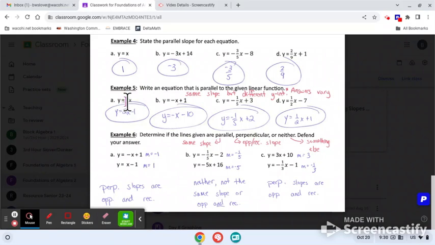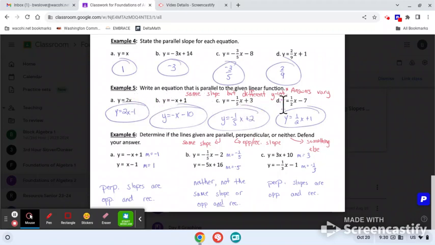So y equals 2x. So my slope is 2. So in my new equation, something that's parallel, it has to have the same slope, but it has a different y-intercept. So this one has a y-intercept of 0. This one could have one of -1, or -2, or 12, or 13 halves. It doesn't matter as long as it's not 0.